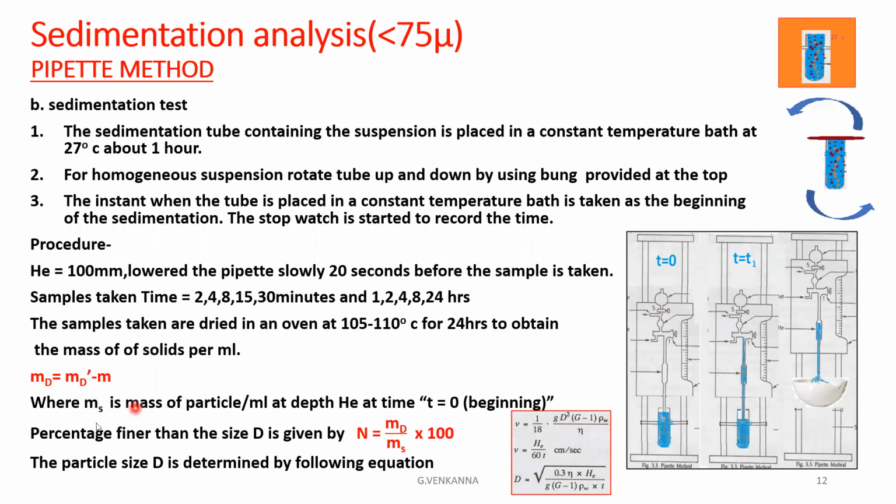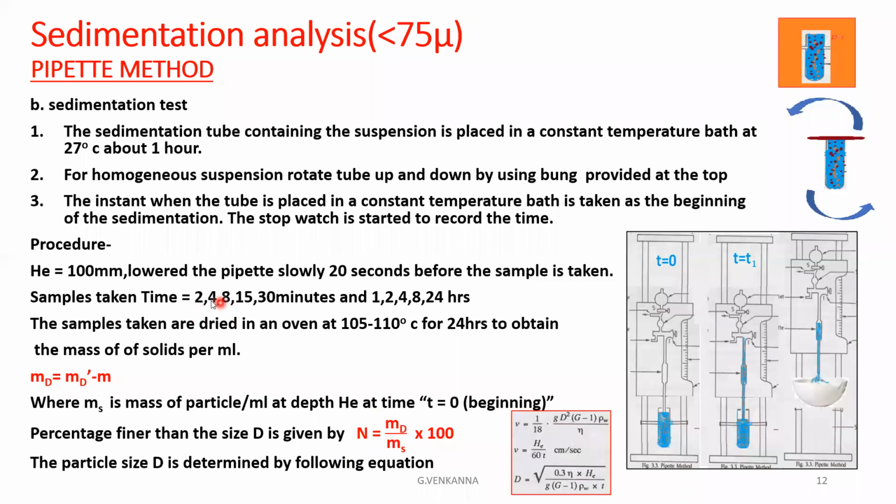Here Ms is the mass of the particle per ml at a depth He at time 0. That means at the beginning of the sedimentation process, we have to take the mass of the particle per ml at the depth He. From this we can find the percentage finer. Percentage finer is equal to the mass of the solids per ml at the time of sedimentation divided by the mass of solids per ml at the beginning of the sedimentation, whatever the time we are taking.